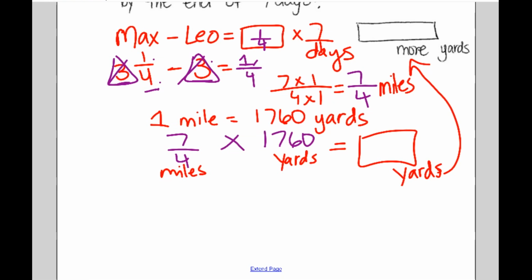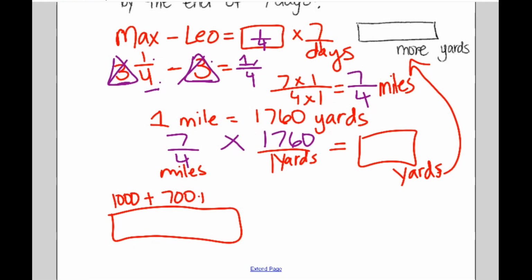All right, obviously I'm going to need to do a little area model for this because I have to do 1,760 times 7. So I have 1,000 plus 700 plus 60 times 7. 7 times 1,000 is 7,000. 7 times 7 is 49. Bring down 2 zeros. 7 times 6 is 42. Bring down 1 zero. All right, add these all together.